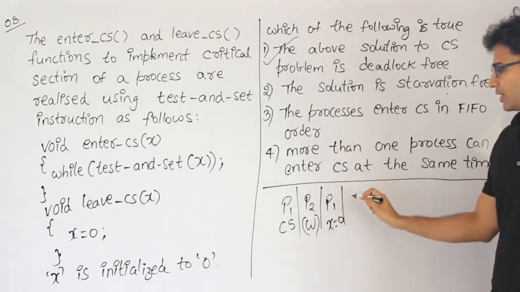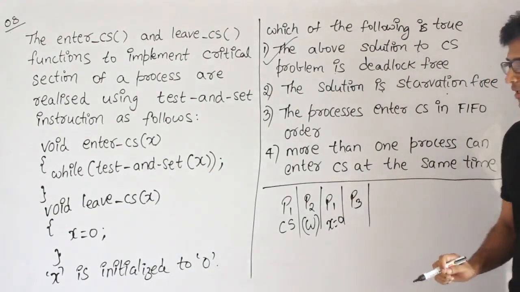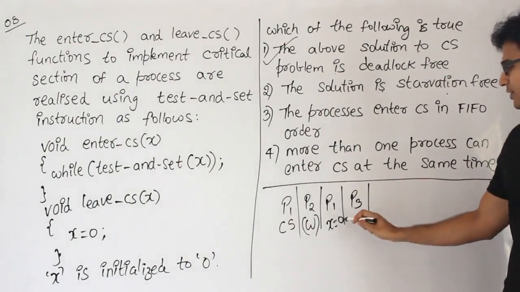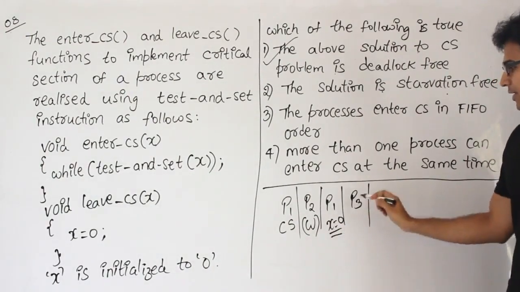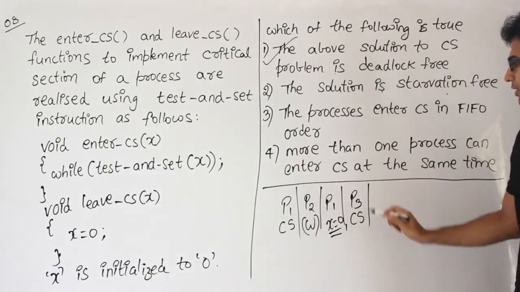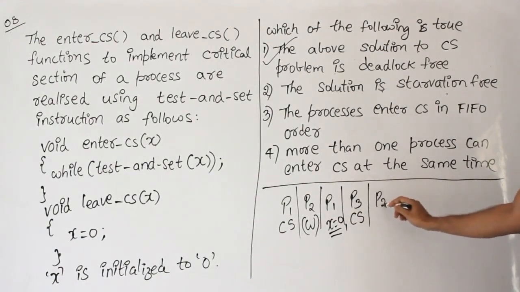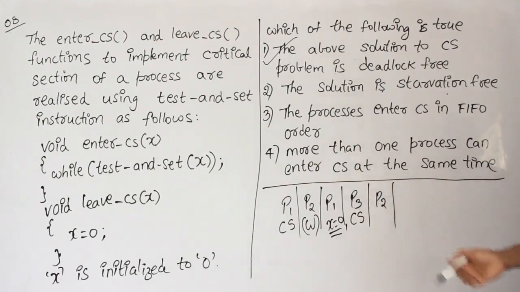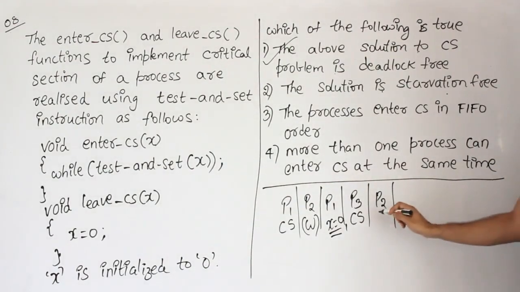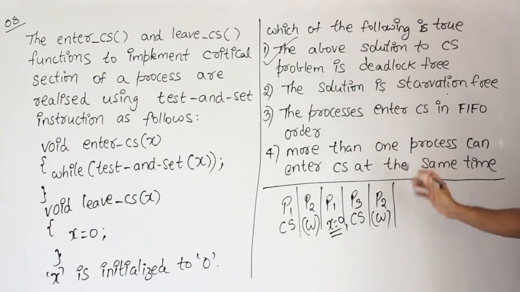Then let's say P3, some other process, got into execution. Now since x is 0, P3 has the liberty to enter the critical section. Now P3 is in the critical section, and P3 got preempted, and again P2 got scheduled. Then what happens? It will again fall into the infinite loop, and as long as it is there, it will keep on falling in the infinite loop.